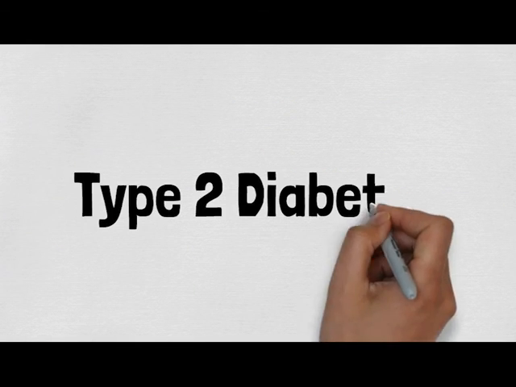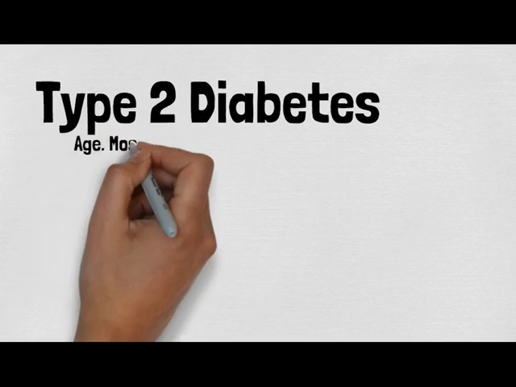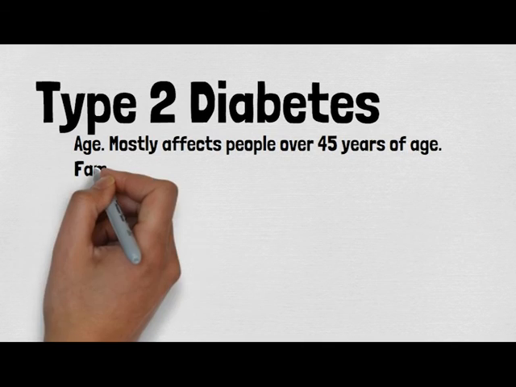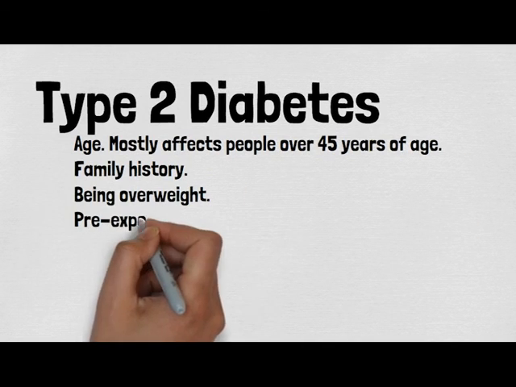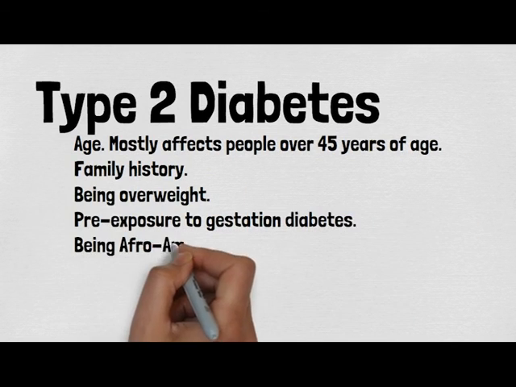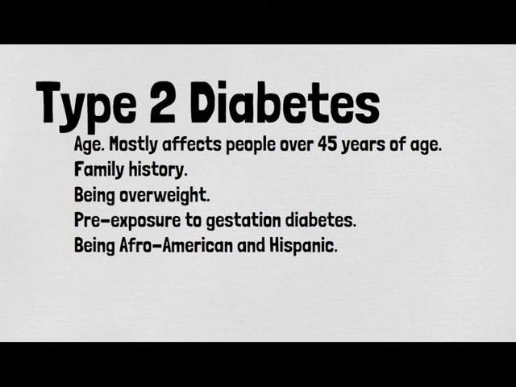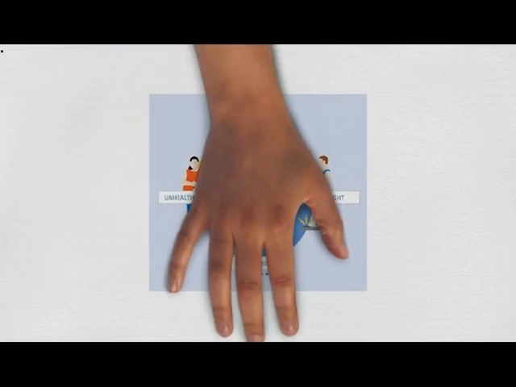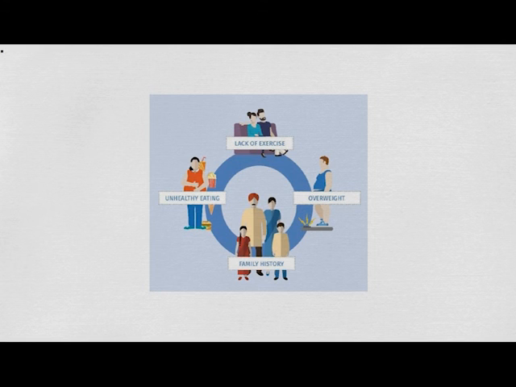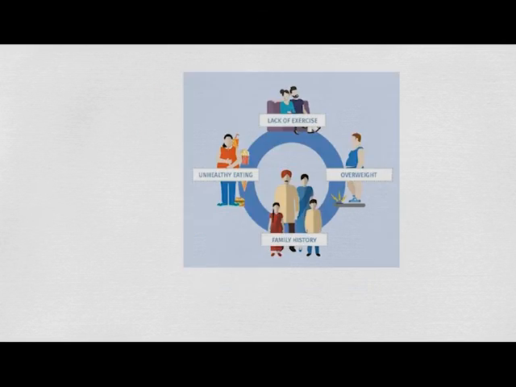Type 2 diabetes risk factors include: age. Mostly affects people over 45 years of age. Family history of the disease. Being overweight. Pre-exposure to gestational diabetes. Being Afro-American and Hispanic. Other preconditions such as liver disease have been known to trigger the development of the disease.